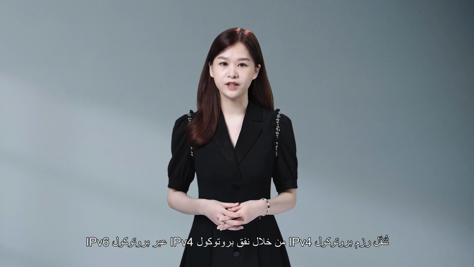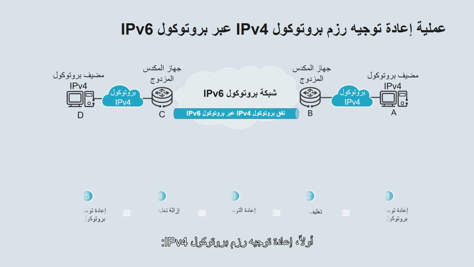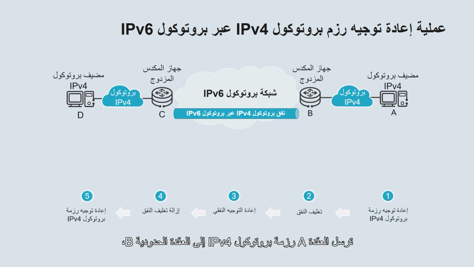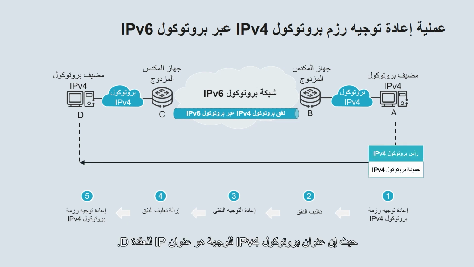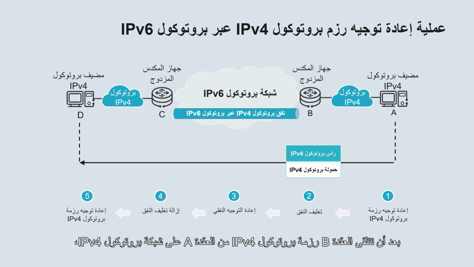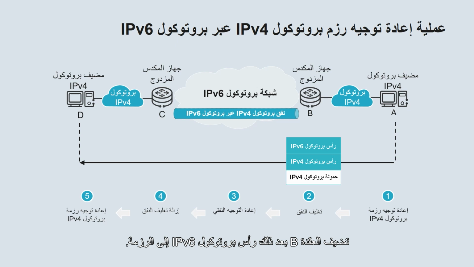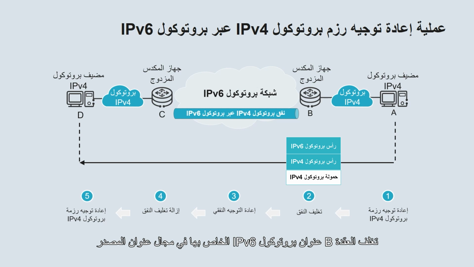IPv4 packets are transmitted through an IPv4 over IPv6 tunnel in the following phases. First, IPv4 packet forwarding. A sends an IPv4 packet to the border node B, with the destination IPv4 address being the IP address of D. Second, tunnel encapsulation. After B receives the IPv4 packet from A on the IPv4 network, B finds that the destination address of the IPv4 packet is not itself, and the outbound interface to the next hop is a tunnel interface. B then adds an IPv6 header to the packet. B encapsulates its own IPv6 address into the source address field, and the IPv6 address of the peer border node C into the destination address field.